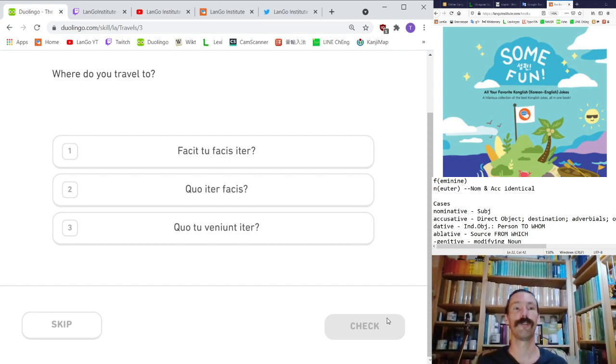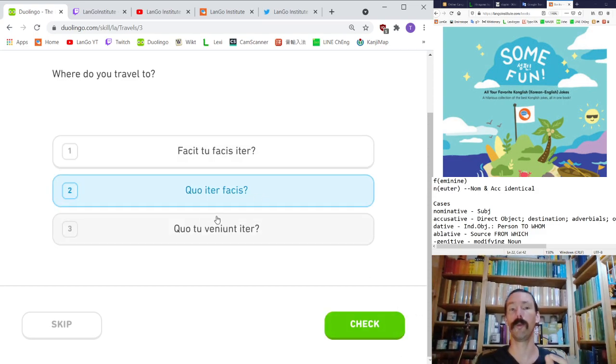Where do you travel to? So, quo vadis gets you close. Where are you going? Quo, do you make a journey? Iter facis. Quo means to where, not where if it's stationary, but with that locomotion involved.